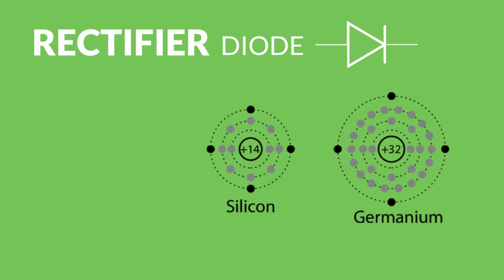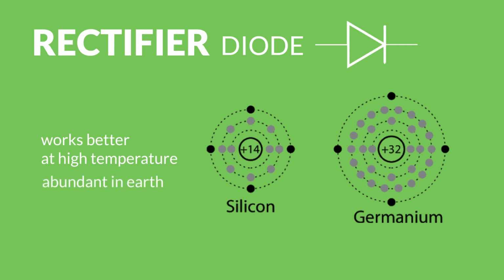For designing the diode, silicon is more prevalent than germanium because a silicon diode works better at high temperature than a germanium diode. Other than that, silicon is abundant on earth, making it easy to find, and making it cheaper than germanium.